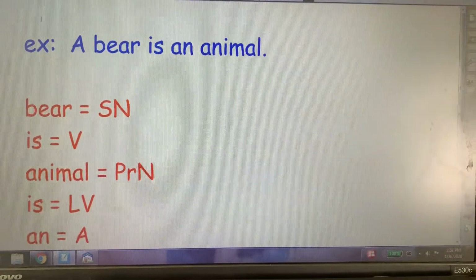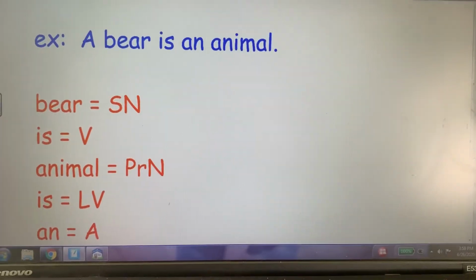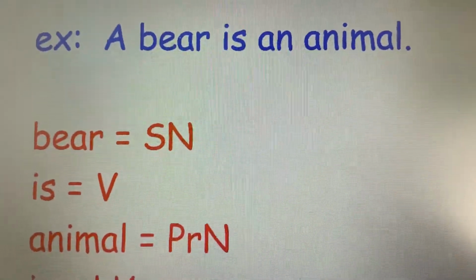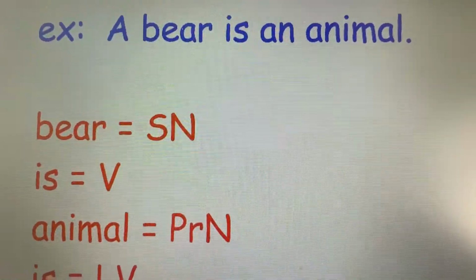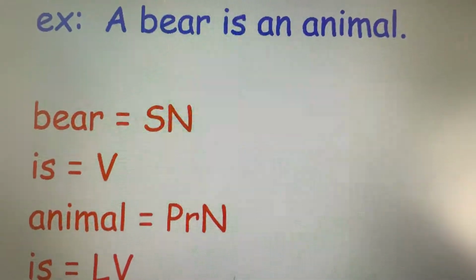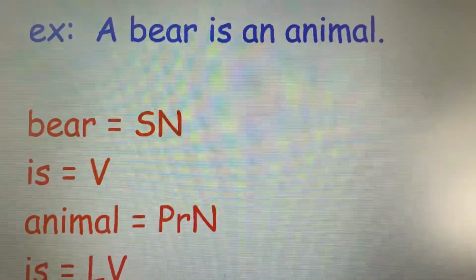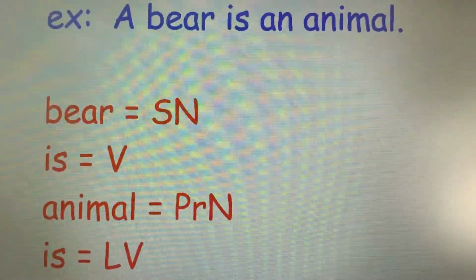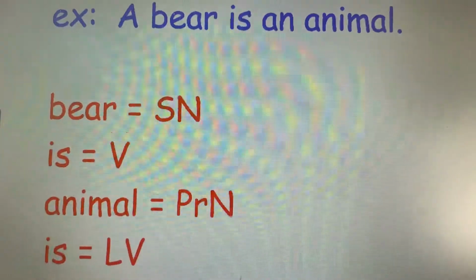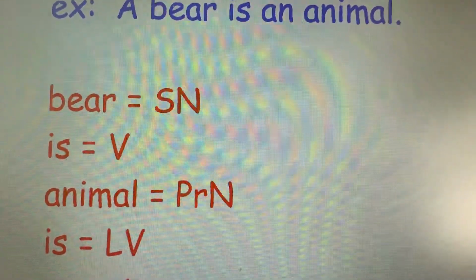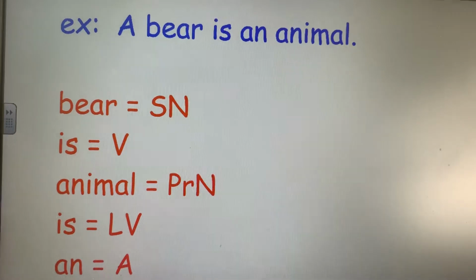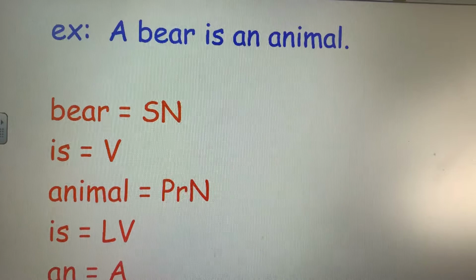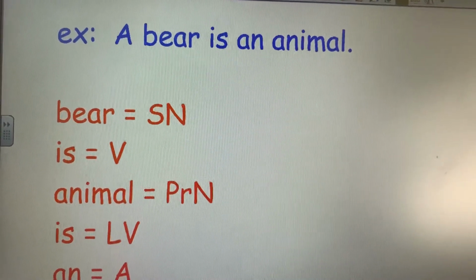Okay, the next thing that we're going to do is we're going to have an example. Our example sentence is: a bear is an animal. I'm going to try my best to classify, but I'm going to have to type it below it instead of writing it above it. A bear is an animal. What is an animal? Bear, subject noun. What is being said about bear? Bear is, verb. Bear is what? Animal, predicate noun. Do you see that bear and animal are the same things?